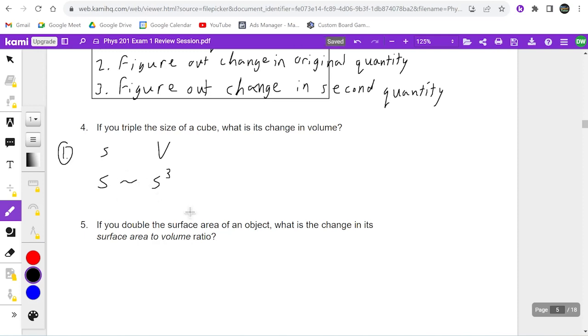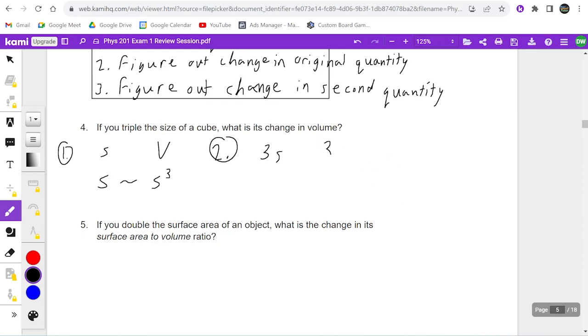Where did this proportional symbol come from? Honestly, just don't worry about it. What we're saying is, whatever I change to the size and how it affects my volume as the final answer, it's going to be whatever the change is cubed. And we'll see that in a second. But don't worry, we're going to get there. Step 2, figure out the change in the original quantity. This is very easy. I tripled the size of the cube, now it's 3s. Done. It's that easy because the original quantity was already size. So step 2 is easy.